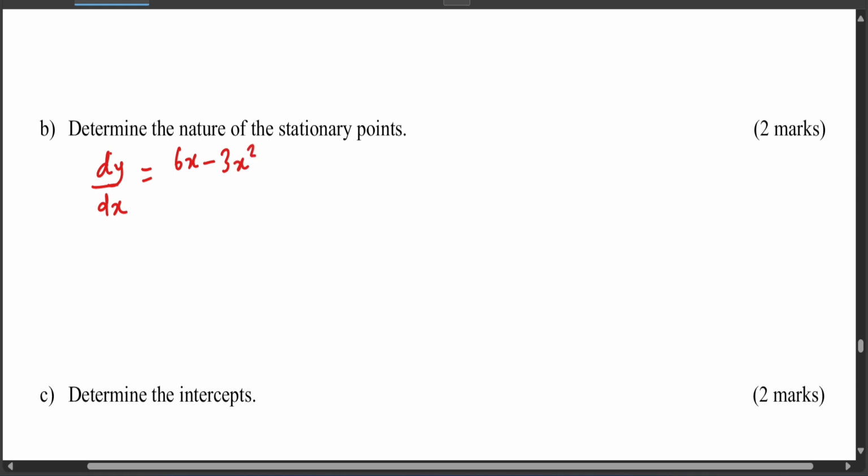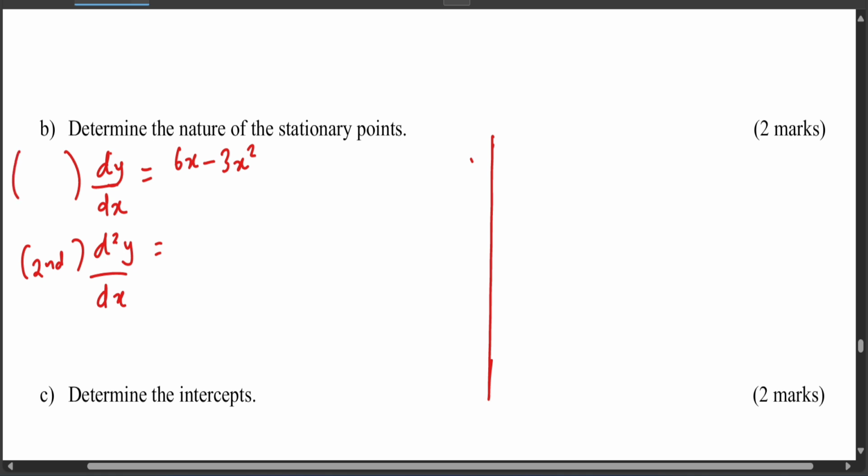So let me draw a line here. So dy/dx is 6x minus 3x squared. You'll differentiate this again, so it will be d squared y over dx squared. So something like that. So if you differentiate this, you differentiate the dy, that is, it will give you the second derivative. So this is the second derivative and this is our first derivative. So this, where we did the first differentiation, is the first derivative, and that is the second derivative.